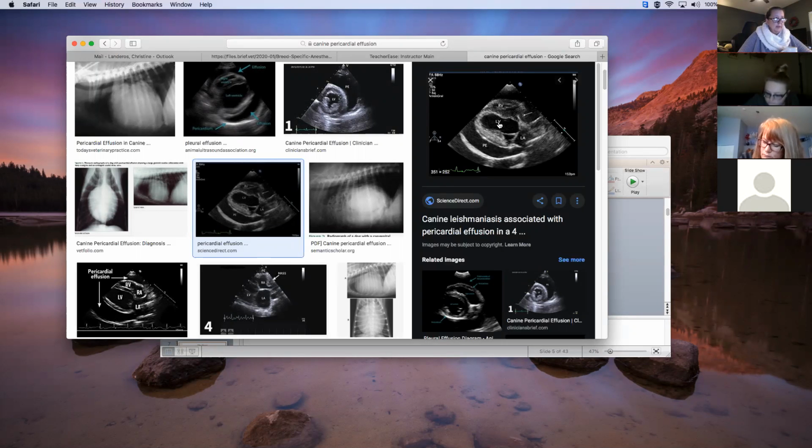So anytime you see black here, I'm like, that's a chamber. Here's a chamber. This little flap right here is the mitral valve that we'll talk about. This white here is the pericardium. So all of this black area here, that is something called pericardial effusion.